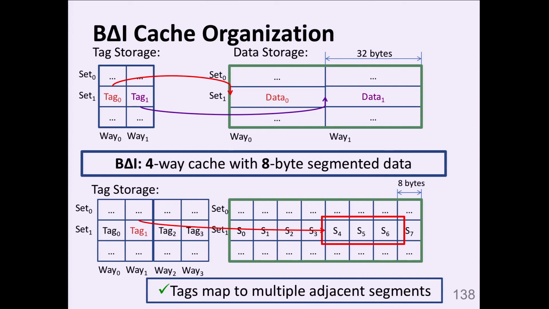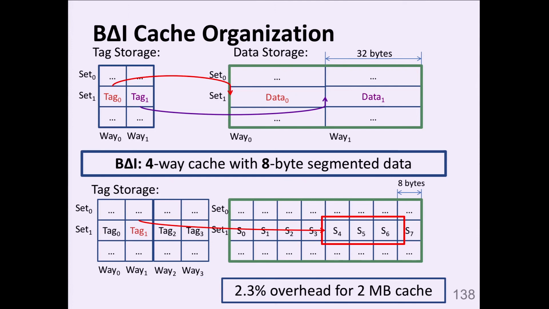Another way of designing a compressed cache is getting rid of this abstraction and always having a single tag store, completely decoupling them from each other. But we're not going to talk about that. If you're interested, let me know. So the overhead of this is relatively low. The goal is to keep the overhead low.